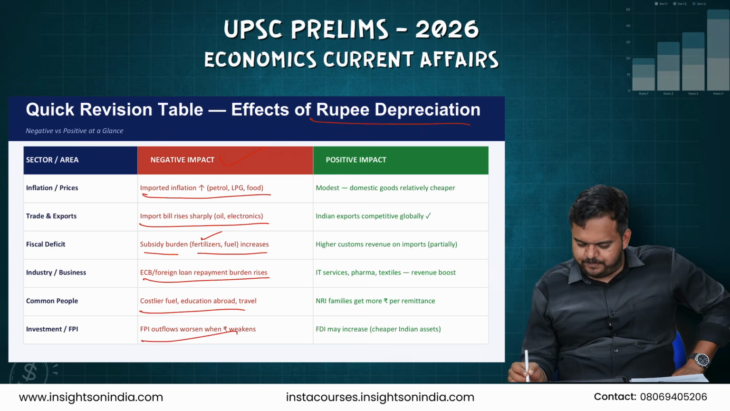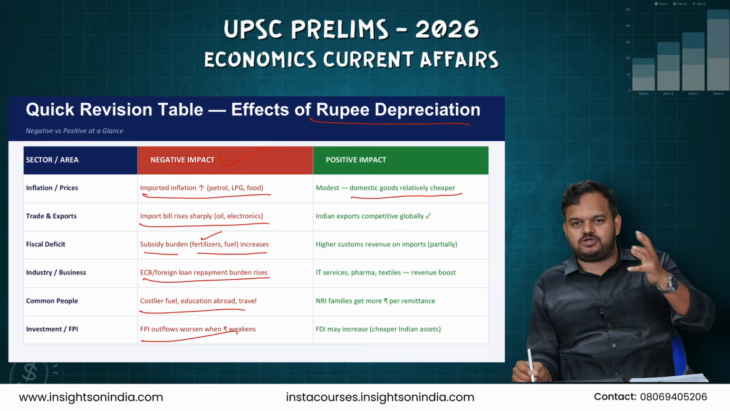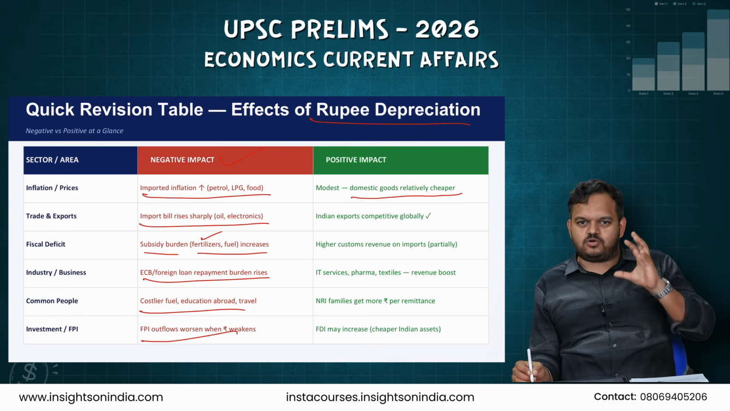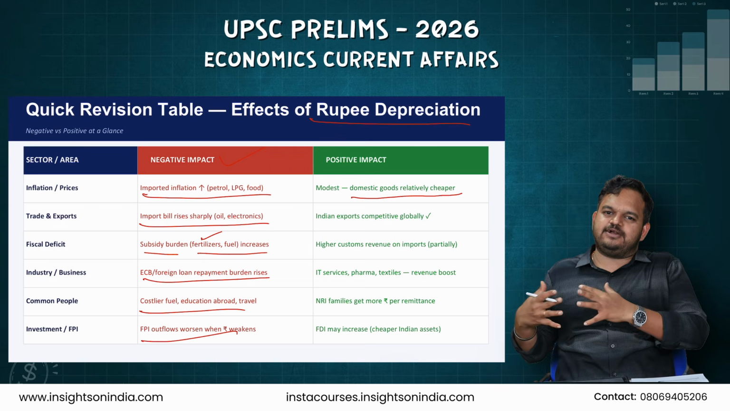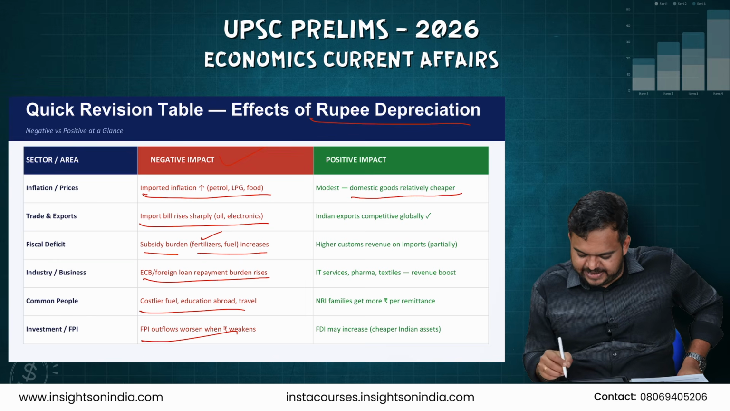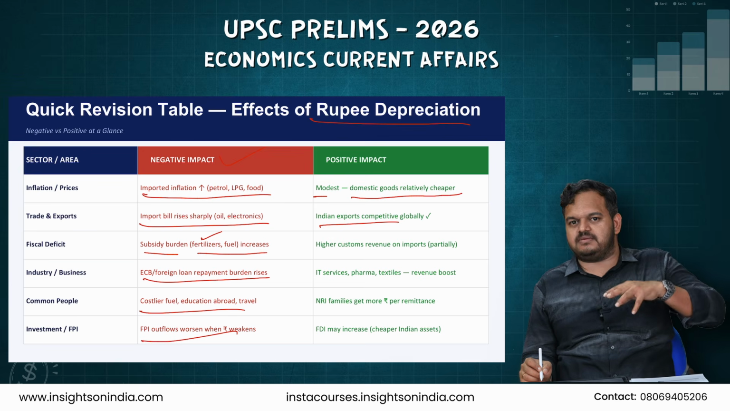What is the positive impact? Again, domestic goods relatively cheaper. Compared to the imported goods, domestic goods are going to be cheaper. So people tend to buy more and more domestic products. Again, it is a modest impact. Indian exports become competitive, right? They're going to become cheaper.